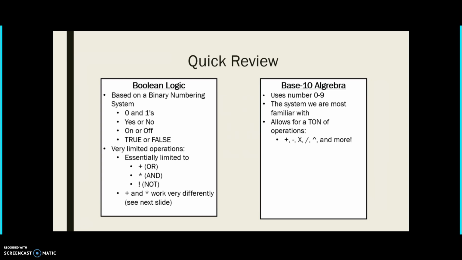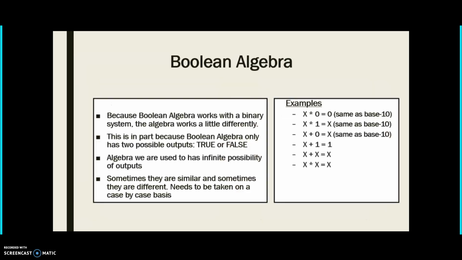Because of these limitations, we only have a few operators that we can use when we move on to Boolean algebra. Essentially, we're limited to addition (OR), multiplication (AND), and not. And even then, these few operators work differently than what we're used to with traditional algebra. The reason for this is because Boolean algebra only has two possible outputs, true or false, whereas our traditional algebra has an infinite possibility of outputs. We can deal with anything from negative infinity to positive infinity.